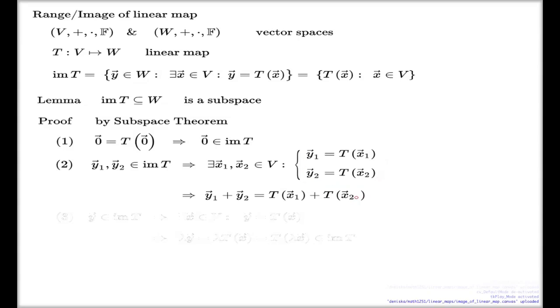If I use the linearity of the T map, I can convert it into something like this, and that is enough evidence that the sum of y1 and y2 is the result of action of T on some vector from the domain. And that's why y1 plus y2 is a part of the image. And that's enough evidence, and that's the second criterion, positively tested. Now the third criterion, the same type of argument. I start with the element y from the image.